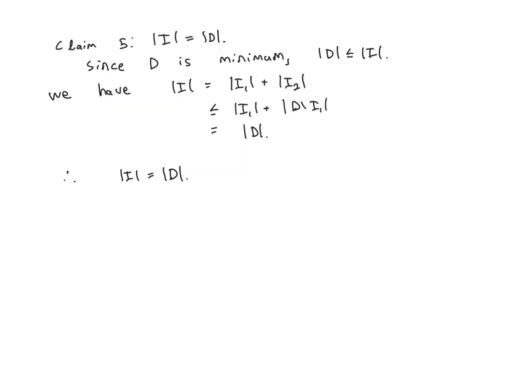So this allows us to get to the last claim, claim 4, that the size of I is equal to the size of D. So since D is the minimum dominating set and I is a dominating set, we already have this inequality. Meanwhile, going the other direction, the size of I is the sum of the sizes of I1 plus I2. By claim 3, the size of I2 is at most the size of D take away I1. And these two sets together form D. And so the size of I is at most the size of D, and thus they're the same size.